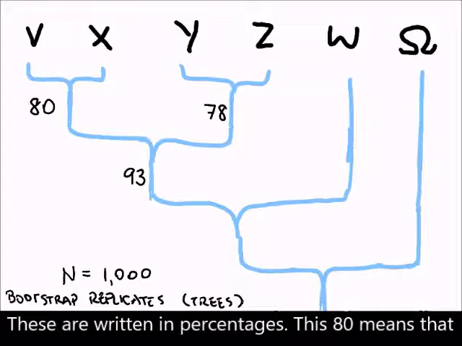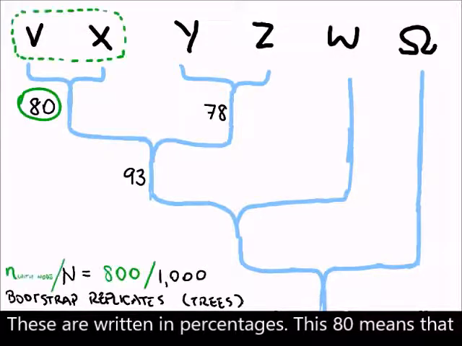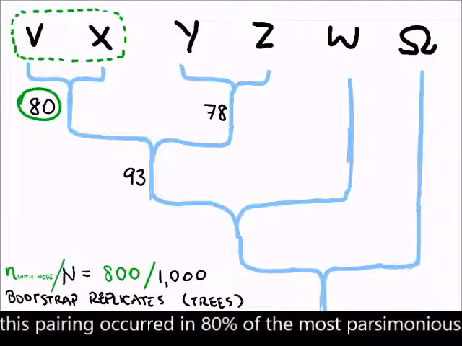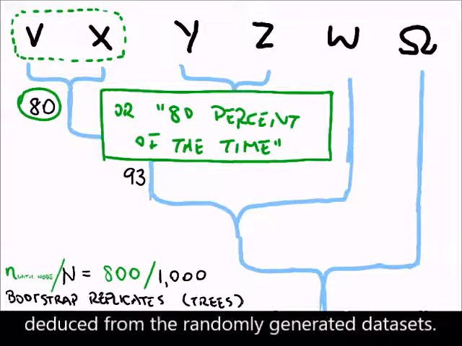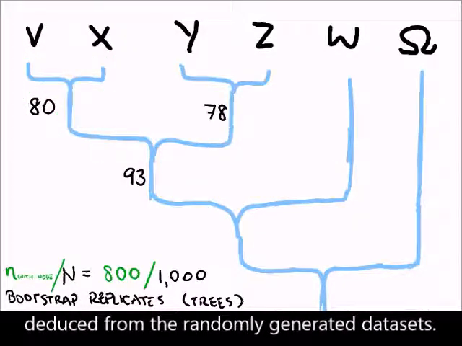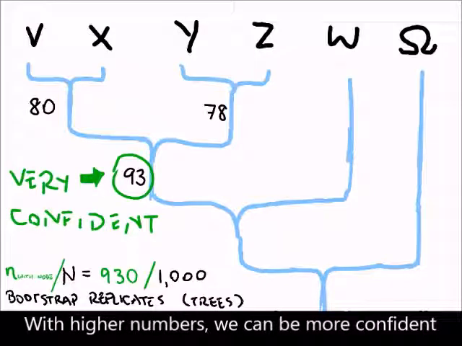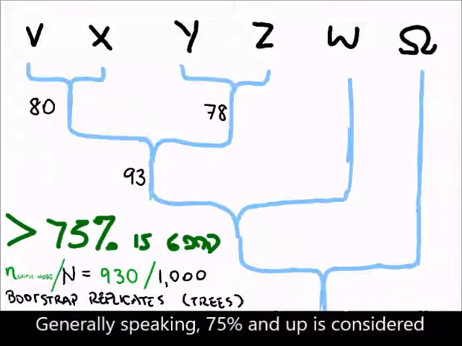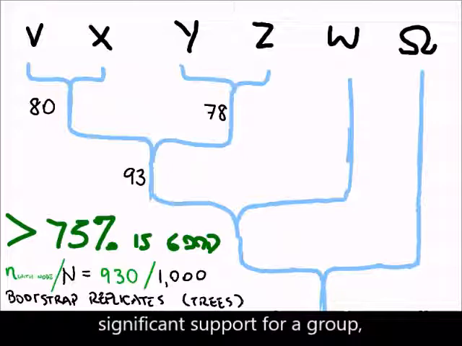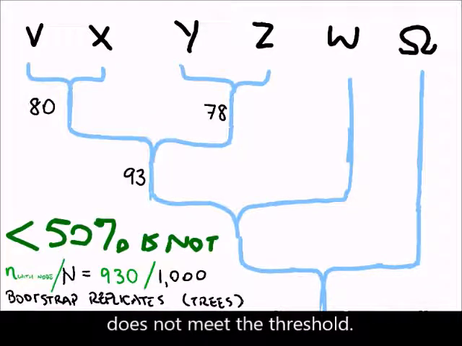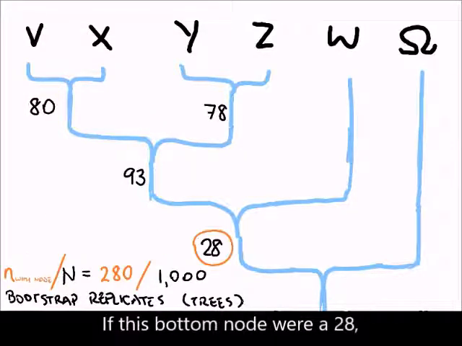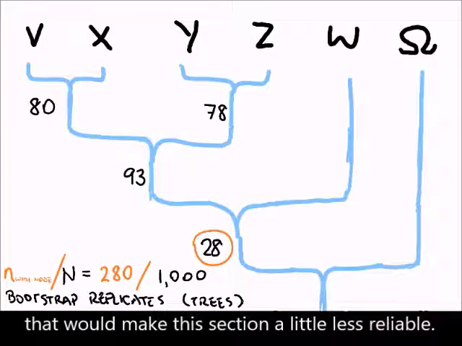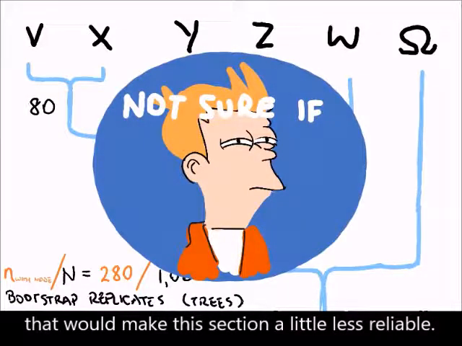These are written in percentages. This 80 means that this pairing occurred in 80% of the most parsimonious trees deduced from the randomly generated datasets. With higher numbers, we can be more confident that these groupings are valid and not accidents. Generally speaking, 75% and up is considered significant support for a group, and anything under 50% does not meet the threshold. If this bottom node were a 28, that would make this section a little less reliable.